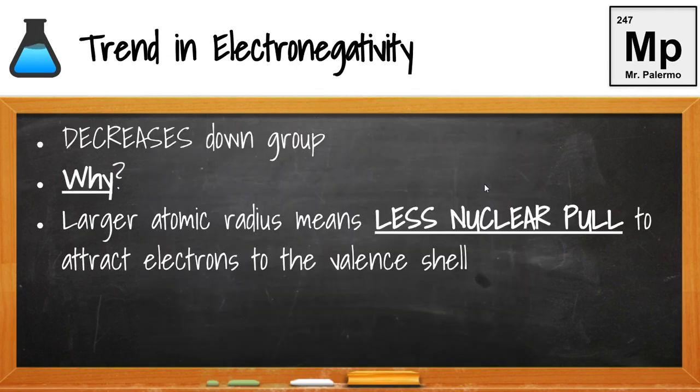As we go down a group, again the same as ionization energy, we're going to see a decrease in electronegativity. Why? Because as we go down a group, the atomic radius gets larger due to more shells, and there's less nuclear pull to attract electrons into the valence shell.